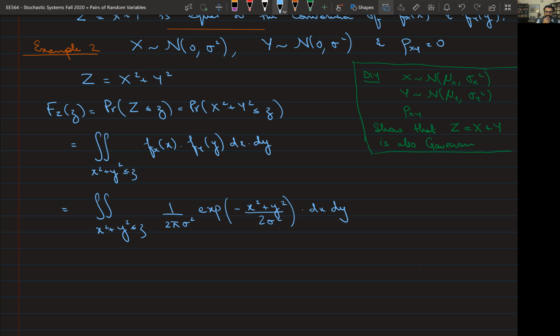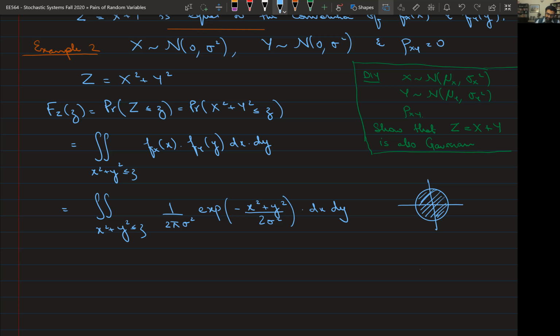x squared plus y squared is less than or equal to z. It is a circle, right? A circle of radius root z. What's the best way of integrating in a circle, especially given the integrand, which also has the same form? You go into polar coordinates, right? So I just go into polar coordinates.